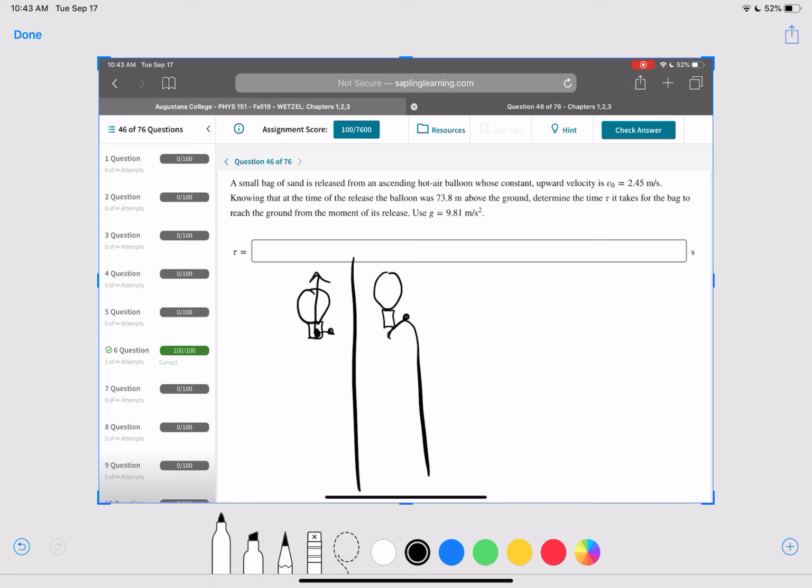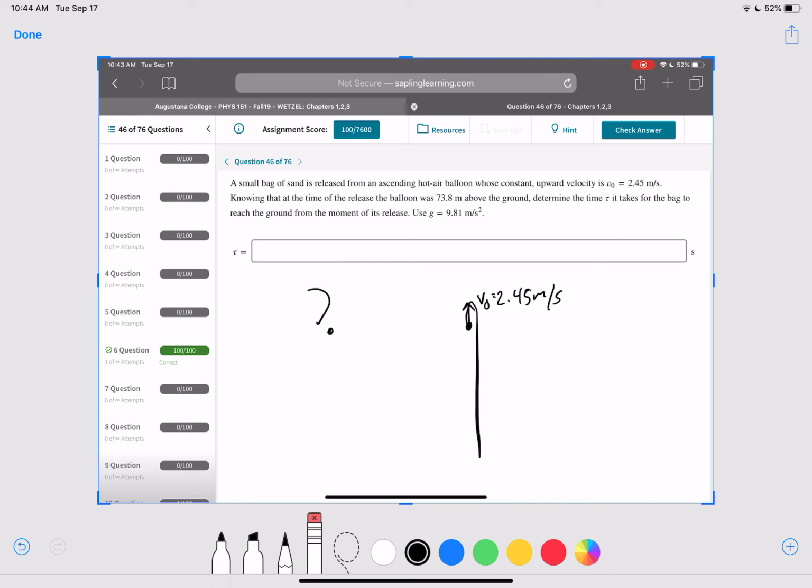So this would be the same thing as taking a bag of sand and throwing it up with an initial velocity of 2.45 meters per second. Okay, initial velocity 2.45 meters per second, and then from there it'll just do regular motion. The bag of sand being thrown up from the hot air balloon is trying to psych you out a little. It's the same as just throwing an object up in the air and watching what happens. So let's look at it a little more closely.